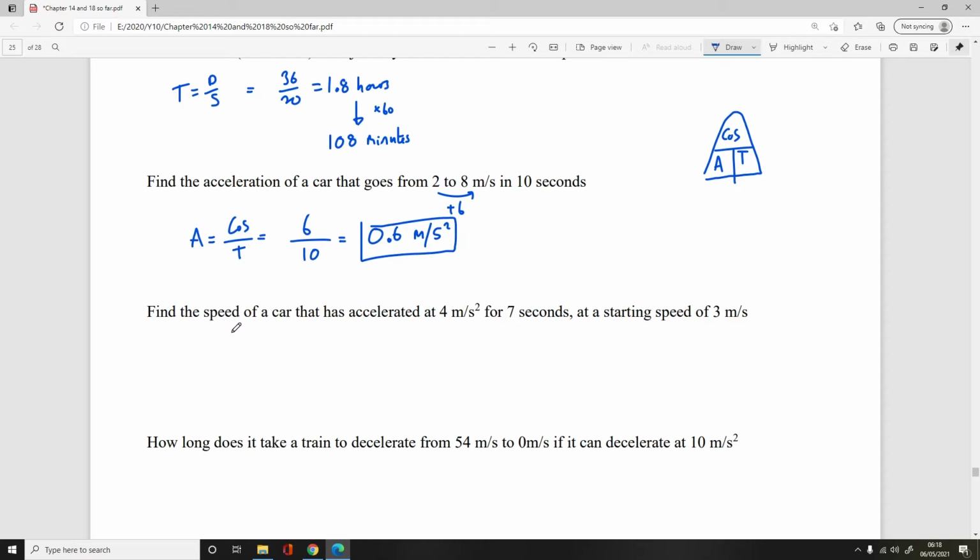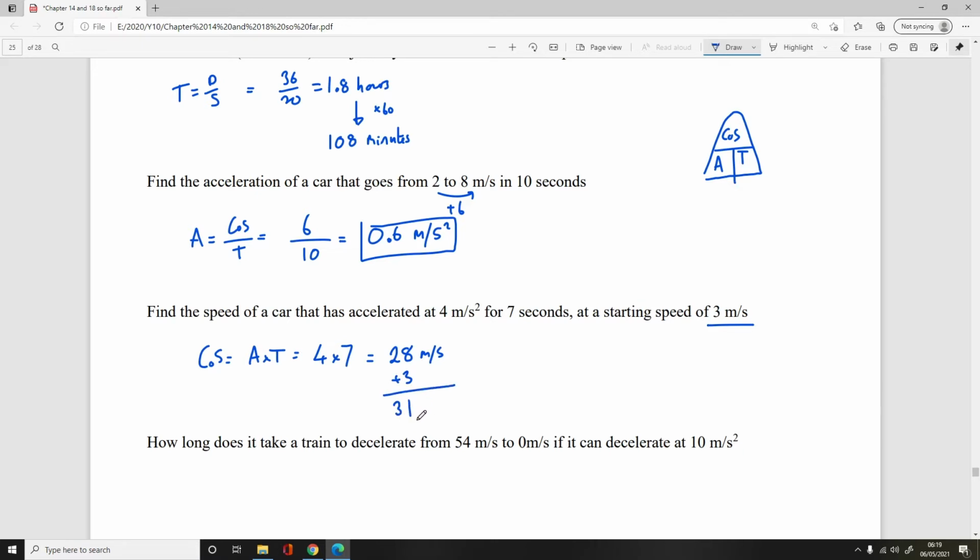Next one, we've got the speed of a car that has accelerated at 4 from a starting speed of 3. So we're going to look at change of speed. According to our triangle, change of speed is equal to acceleration times time. So it's equal to 4 times 7. So it's equal to 28 meters per second. That's how much the speed has changed by. But we started at 3.